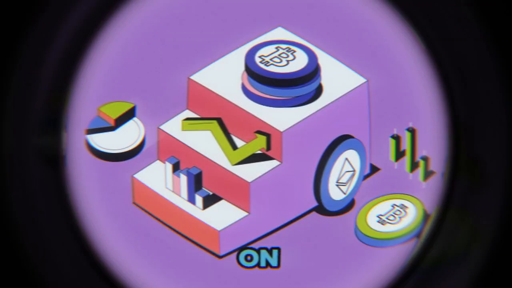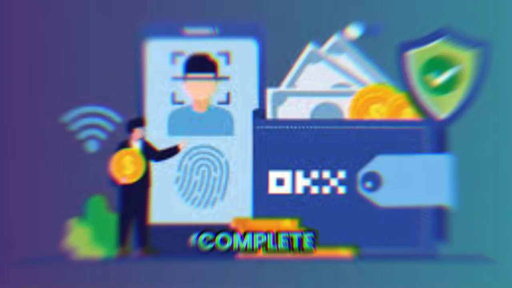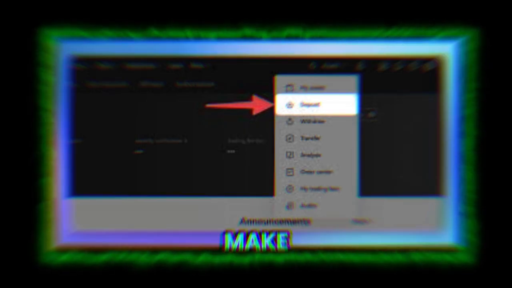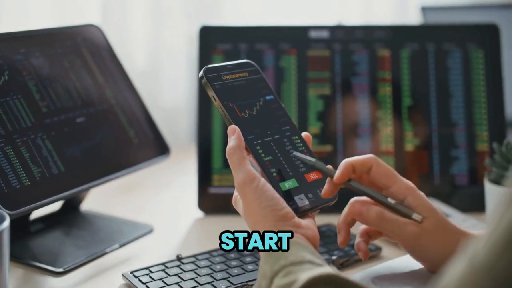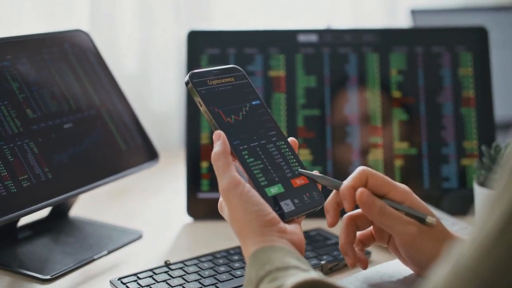Register on OKX. Sign up using your email or phone number. Complete KYC verification. Verify your identity to unlock the first bonus. Make your first deposit. Deposit funds into your OKX account to earn another bonus. Start trading. Conduct your first trade to receive additional rewards.